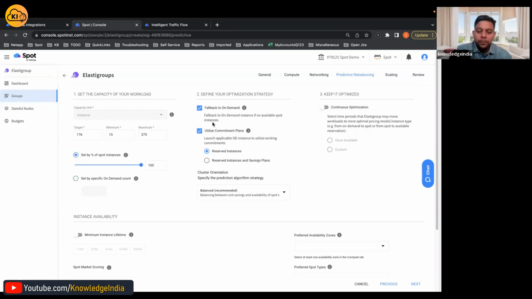Right. And again, we have kept it as an option because, say, for example, you are running a dev cluster where you do not need to fall back to on demand. You will wait for another spot instance to come up. So for those cases, it's an option for you.